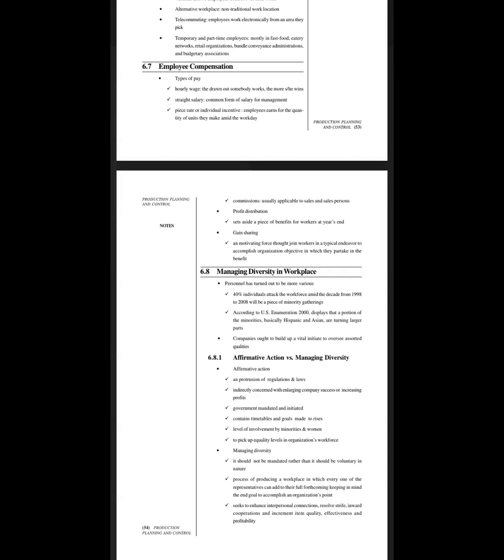Then profit distribution sets aside a piece of the profits for workers at year's end. Then gain sharing, a motivating force that joins workers in a typical endeavor to accomplish organization objectives.